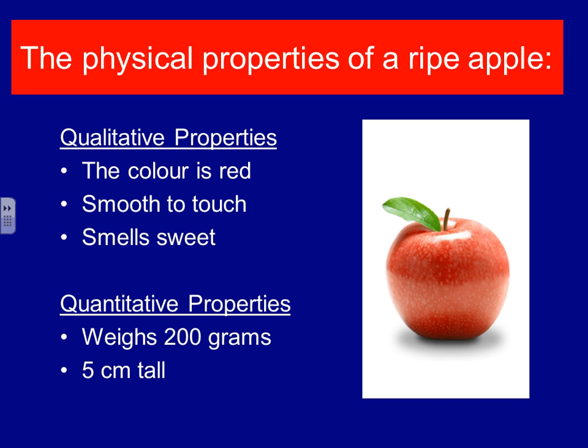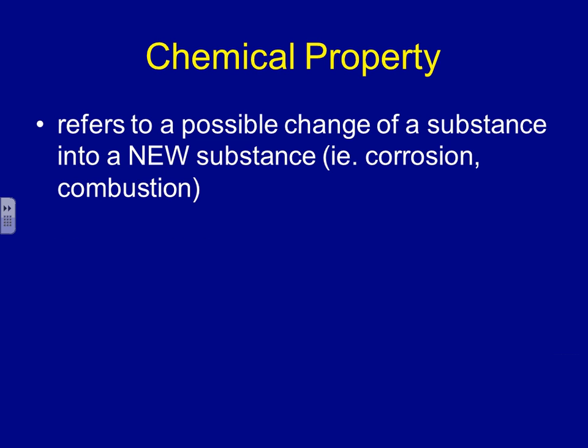Do we want to write this down? We don't want to write this down, do we? No. Physical properties of a ripe apple. The color is red, it's smooth to the touch, it smells sweet. Quantitative properties: weighs 200 grams, 5 centimeters tall. I've never really measured the height of my apples. Oh, you're tall for an apple. Whoa, a little weird. All right, chemical properties.